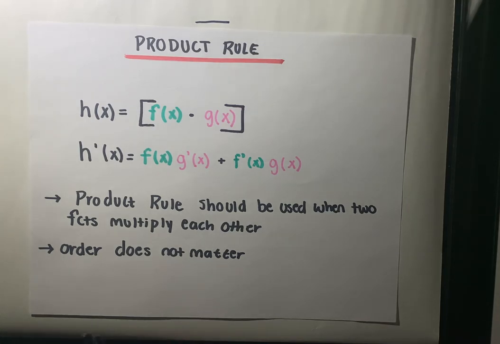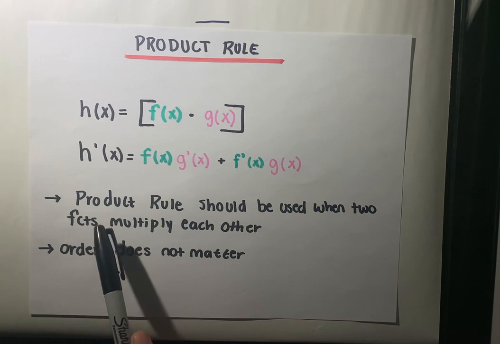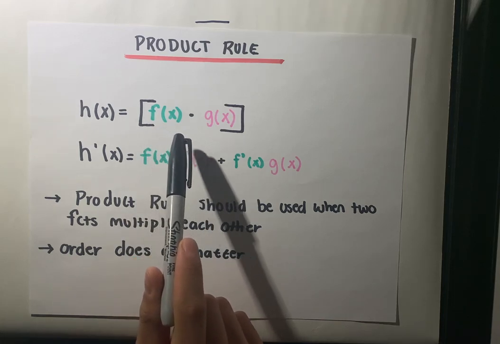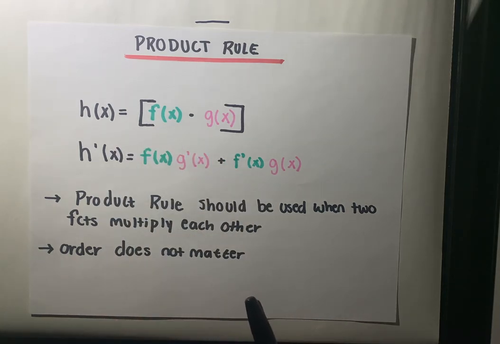So before we get started on some examples, I want to go through some notes about the product rule. The first thing is that the product rule should be used when two functions multiply each other. It should only be used when you're asked for a derivative of a function where you see two functions multiplying each other, and that's very important.